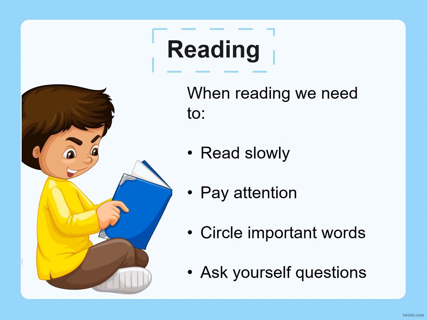First of all, before we write a summary, of course, we have to read a text or a story. So when we're reading, there's a few things that we need to make sure that we do. Those are things like reading slowly, paying attention to what we're reading. We can circle important words so we can come back to them and know what the text is talking about. And we can also ask ourselves questions. Things like, what's the story about? What's going to happen next? They can help us understand the story and have a better idea of what we need to summarize once we've finished reading.